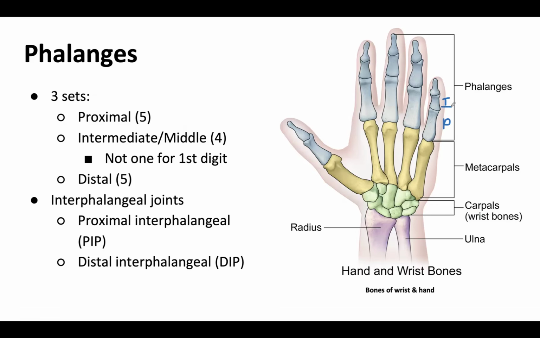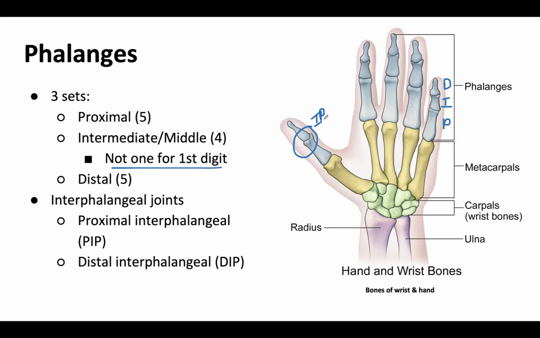So there's actually 1 less because the first digit does not have an intermediate or middle phalange. And then last but not least, we will have the distal phalanges, of which there are 5. So returning back to that first digit, the joint between the proximal and distal phalange is just called the interphalangeal joint or the IP joint.